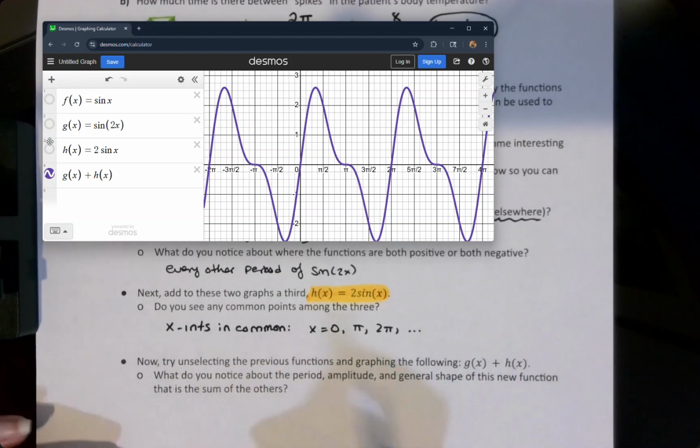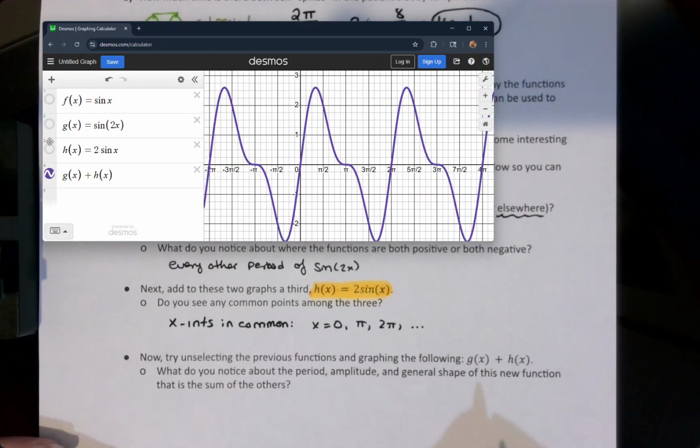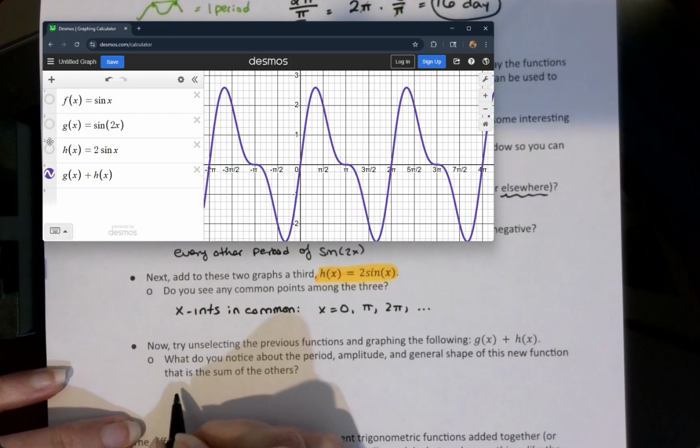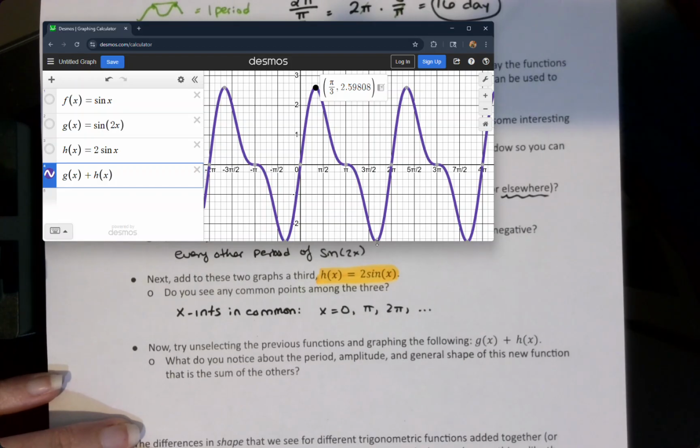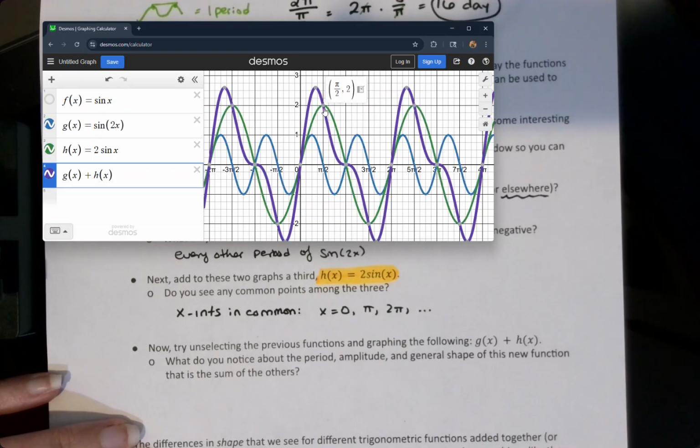So, conclusions. What do you know about the period, the amplitude, and the general shape of this new function that is the sum of the others? Okay, so its amplitude is probably, let's see, some weird number. Why it's this weird number is because at the peak, I'm adding 0, but at that weird number, I'm adding the combination of a relatively high value to a not quite small value. It just comes out as the high value up here.